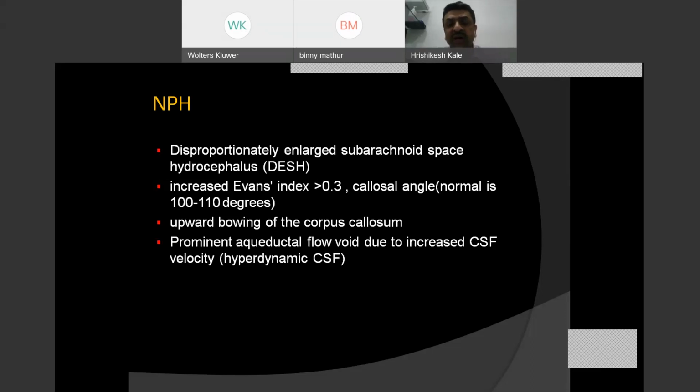Now, a prominent aqueductal flow void used to be seen previously when there were spin echo sequences. It used to be seen very prominently, but now with fast spin echo sequences, you may or may not see the aqueductal flow void. This aqueductal flow void is produced due to the presence of hyperdynamic CSF, which produces a flow void, just as you see with the flow void for arteries.